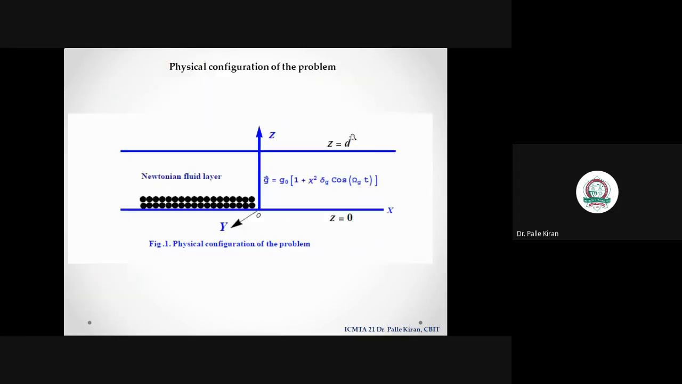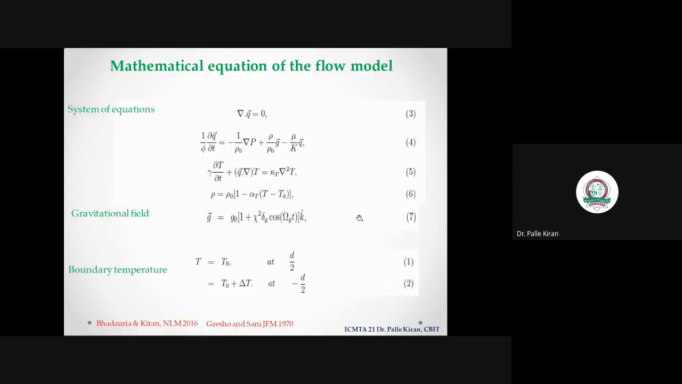Okay, the physical model looks like this. We consider a horizontal porous medium. And you see the gravity field is extended in terms of a sinusoidal layer. It's like vibrating, moving up and down, with heating from the bottom and cooling from the top. So the mathematical model I'll show. These are the governing equations.